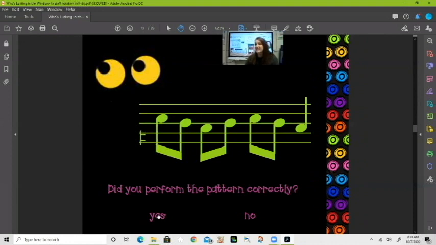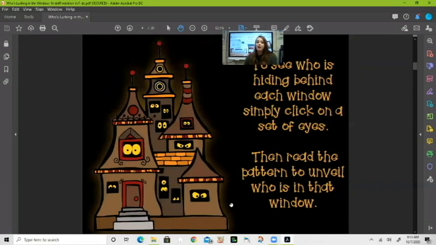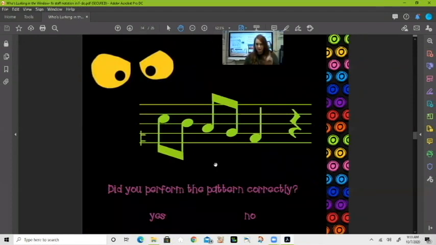Awesome. All right. Let's click yes. It's a wizard. Oh my goodness gracious. They got some Harry Potter robes going on here. All right, and Harry Potter glasses and everything. So let's jump over. We have one more set of eyes, and this set of eyes looks very upset with us. But we got to figure out that melody before we find out who's behind these upset eyes.